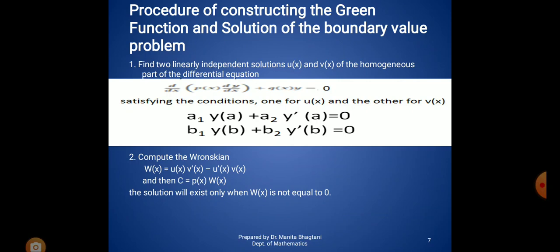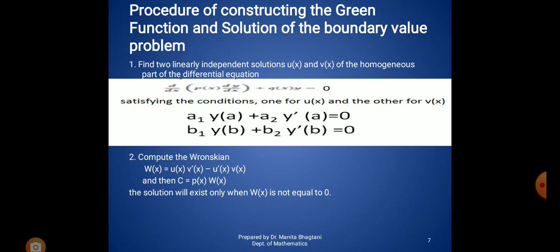Now, procedure of constructing the Green's function and solution of the boundary value problem. First, find two linearly independent solutions u(x) and v(x) of the homogeneous part of the differential equation. Means first we put f(x) equals 0 in the above Sturm-Liouville equation, that is d/dx (p(x) dy/dx) + q(x)y = 0, satisfying the conditions, one for u(x) and the other for v(x): a1 y(a) + a2 y'(a) = 0 and b1 y(b) + b2 y'(b) = 0.